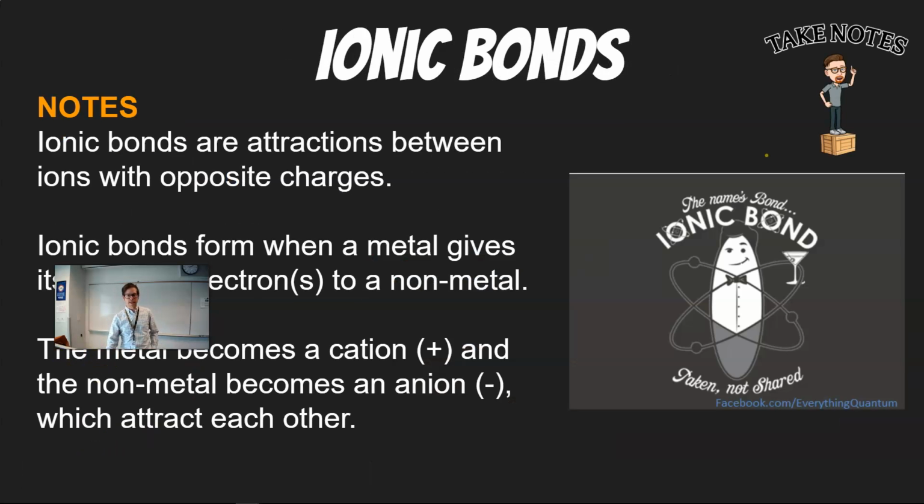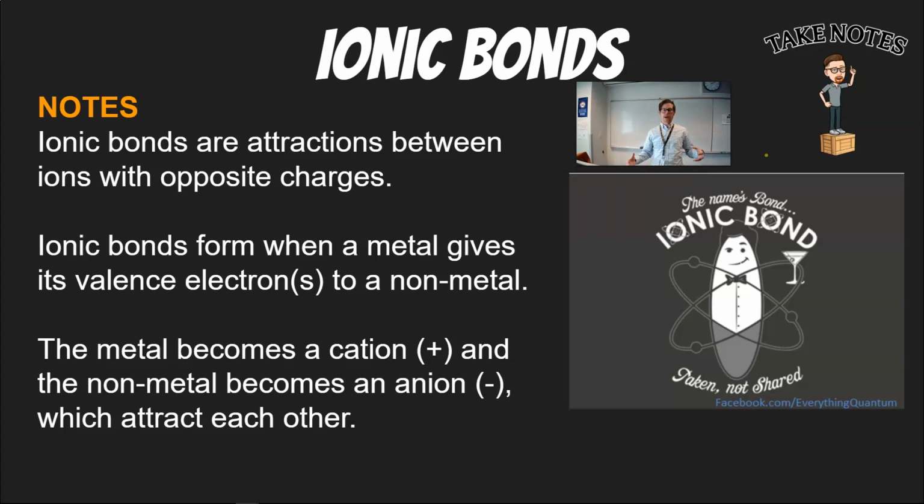Okay, ionic bonds. Ionic bonds form when ions with opposite charges come together. They form when a metal gives away a valence electron and a nonmetal takes a valence electron. And in doing so, the metal becomes positive, it becomes a cation, the nonmetal becomes negative, it becomes an anion, and they get attracted to each other. So plus and minus attract, opposite charges attract. And that forms an ionic bond. And the name's Bond, ionic bond. Taken, not shared. It's a James Bond joke for you.